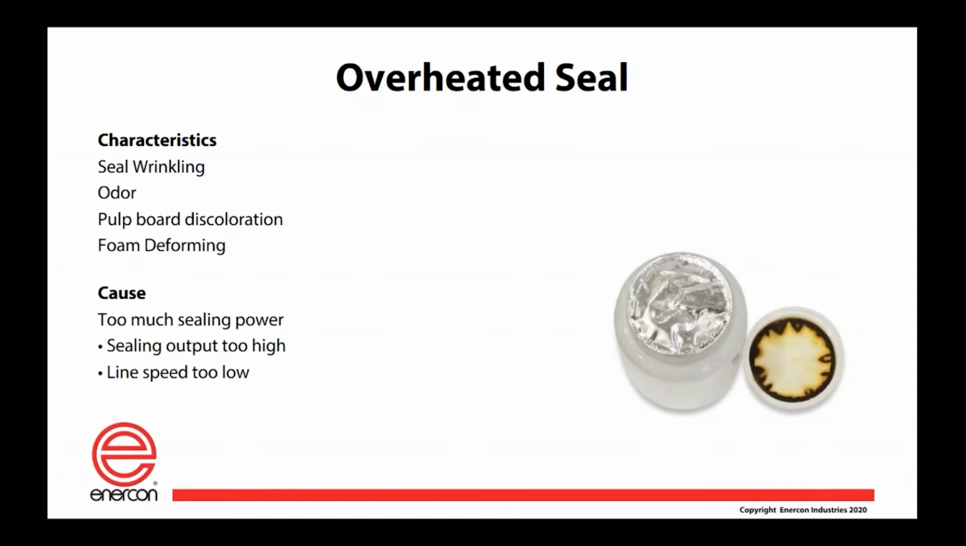Now, the reason for an overheated seal is pretty simple. You've either got the power set too high or the line speed is too low for the power you're using. Again, I'm talking about the balance between line speed and power. So you've got to find that balance, and to do that, you really need to go back and find your sealing window for this application.